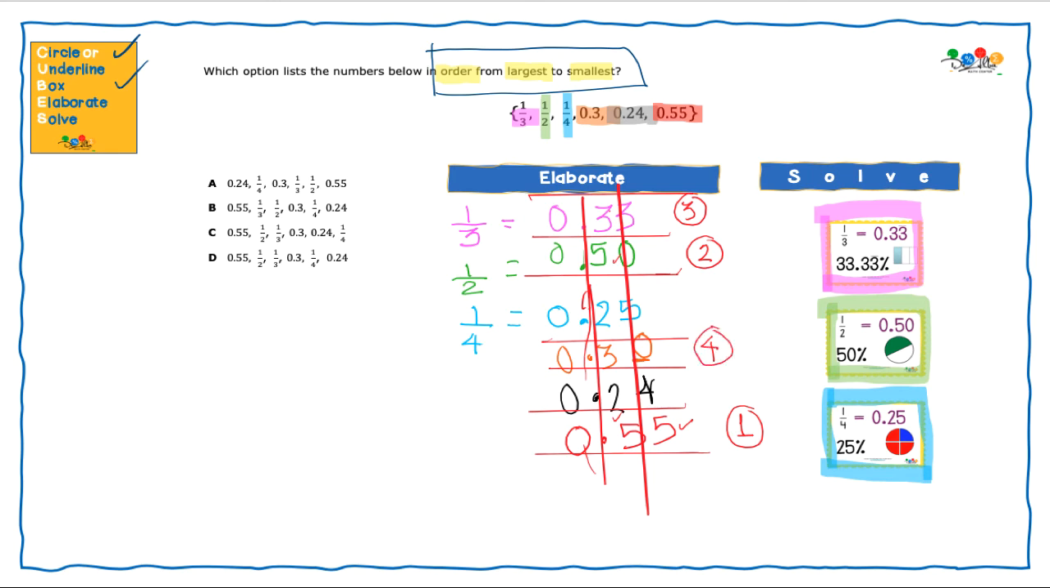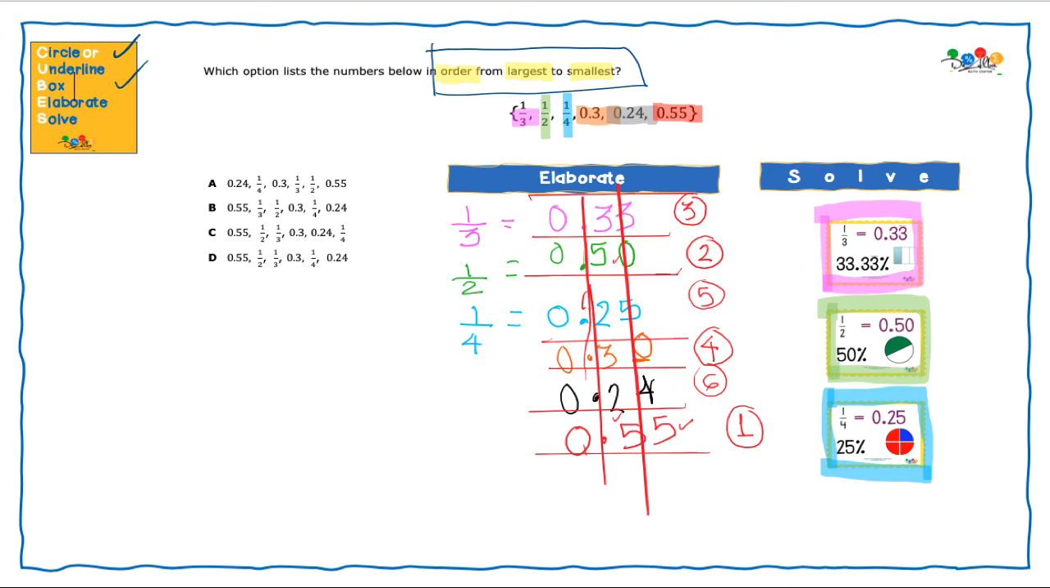And now I'm going to look for the next one. And I finally just have 0.25 and 0.24. Which is largest? Yes, 0.25, which is the same as 1/4. Great. And that will be number 5, and finally number 6.